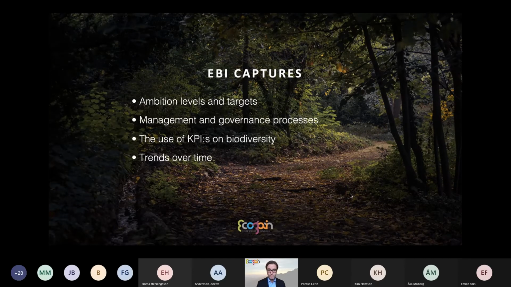We also have questions about measurability and KPIs, which should be in line with science, meaning no net loss in biodiversity by 2030. We also would like to see trends over time, and obviously we want to start a wave, so to speak, that brings others with them. So we would like to see improvements and trends over time.